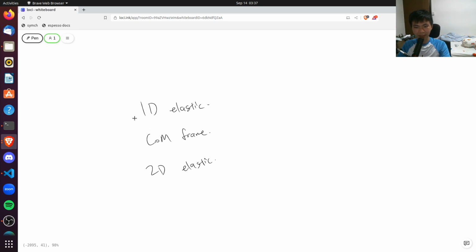As much as I like to have some continuity where I go from 1D to 2D, since that seems to flow better, I need to insert this center of momentum frame in between because the analysis of 2D elastic collisions is really greatly simplified. More on that later, but for now, let's talk about the center of momentum frame.